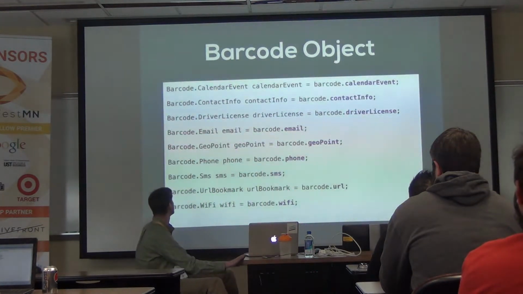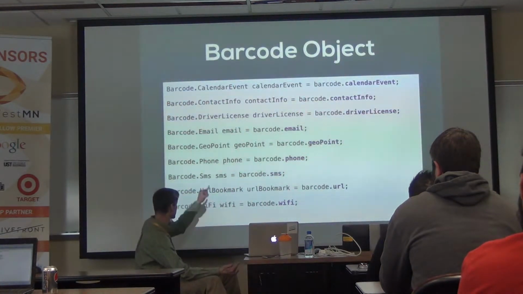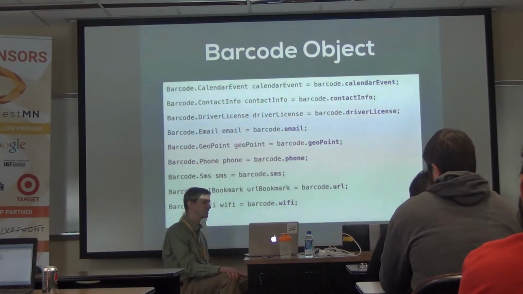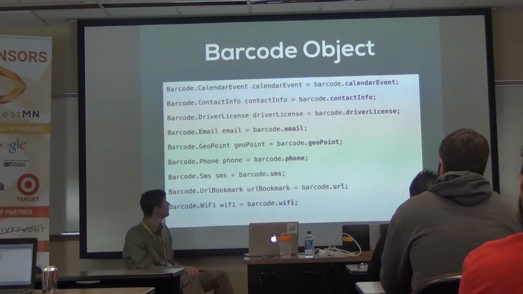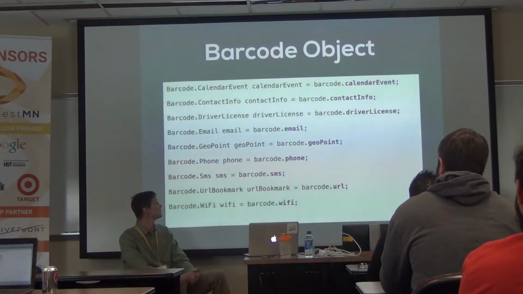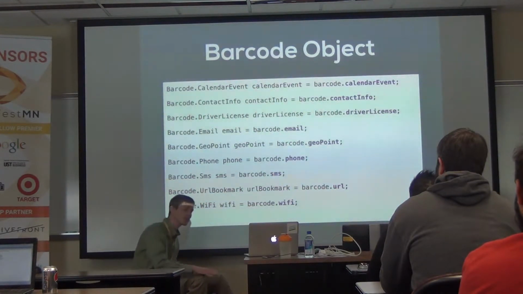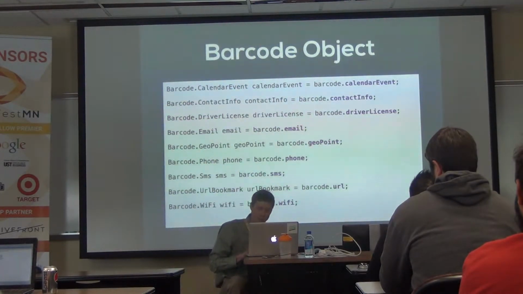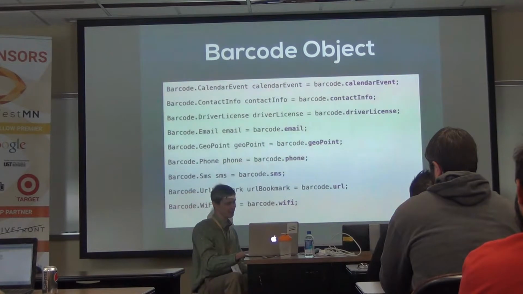For example, the barcode can contain any of this stuff if it detects it as some encoded information. So you can get a calendar event back, contact info, driver's license, email address, location, phone numbers, SMS, just plain URLs and Wi-Fi. So the barcode is definitely useful. The question is, how do we get at it?